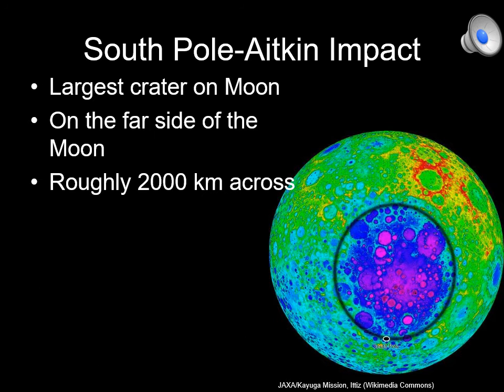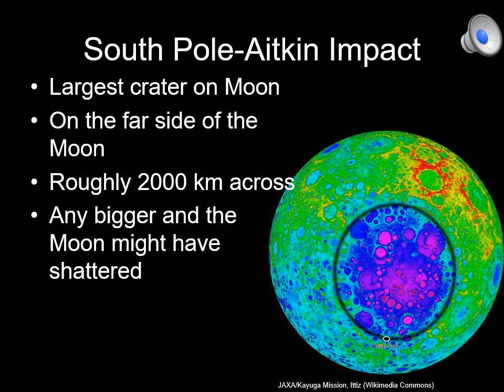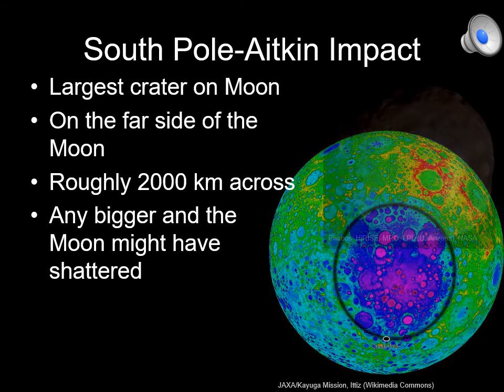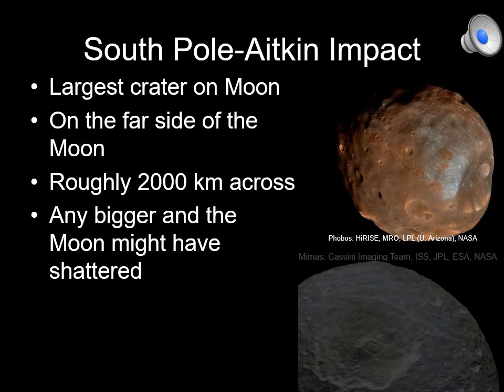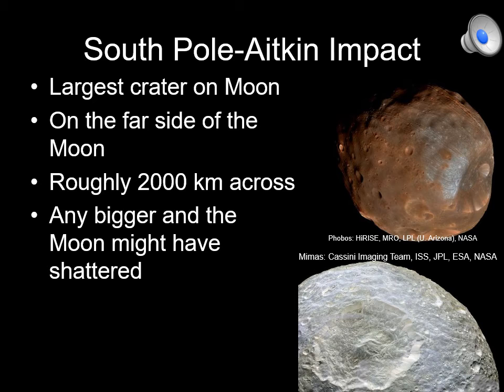This basin is roughly 2,000 kilometers across and must have happened very early in the moon's history, since it has been completely covered in later, smaller impacts. When scientists try to model the South Pole-Aitken impact, they find that it was close to the size required to shatter the moon. This is not an unusual event.